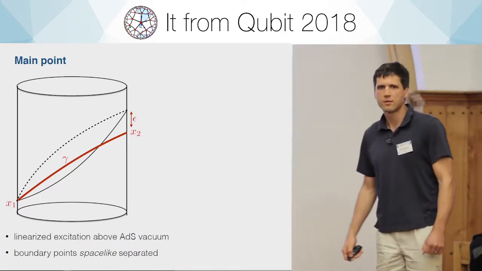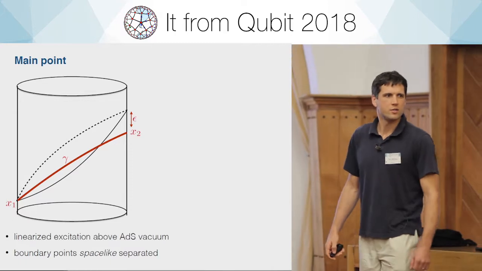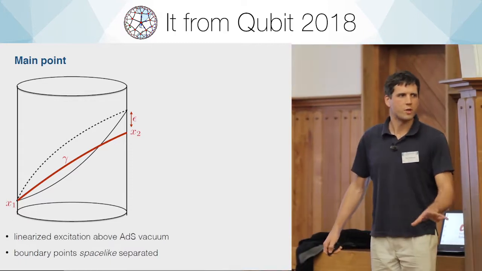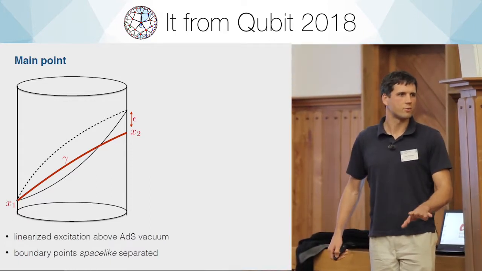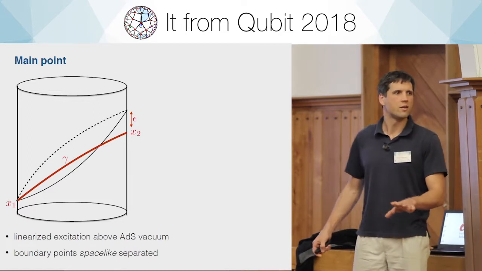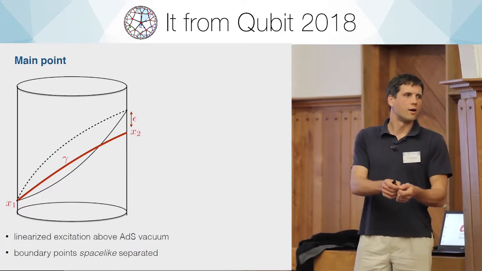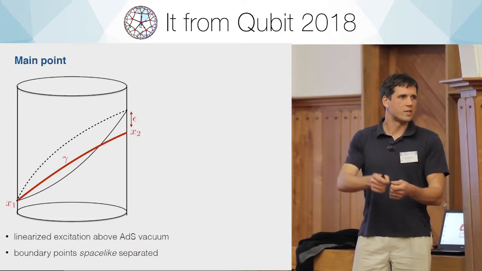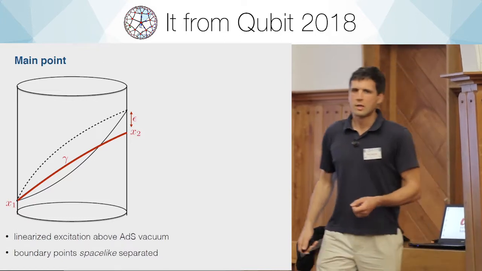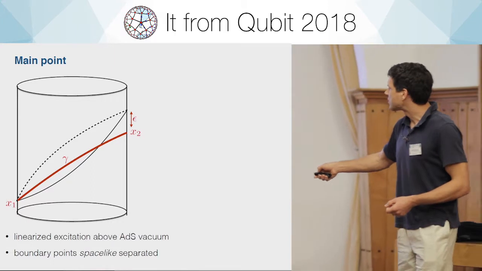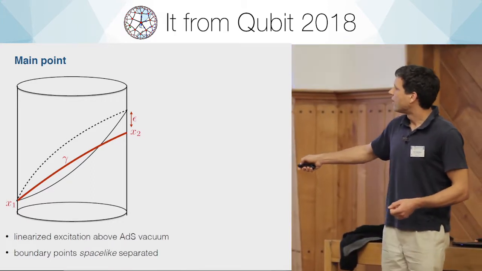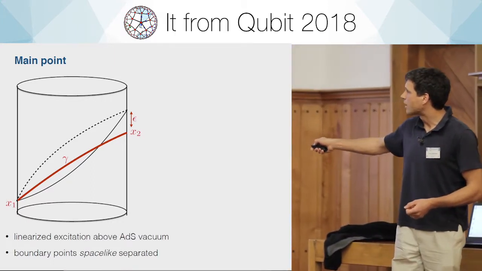So first, what is the main point? Let me state the main result. Here's the setup. It's slightly different from what I just drew. What I just drew on the previous slide was a time delay of a physical probe sent in. Now this is not a physical probe. This is a space-like geodesic. It connects two points on the boundary, x1 and x2.